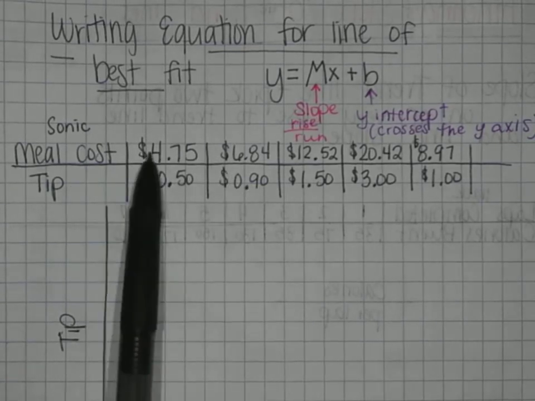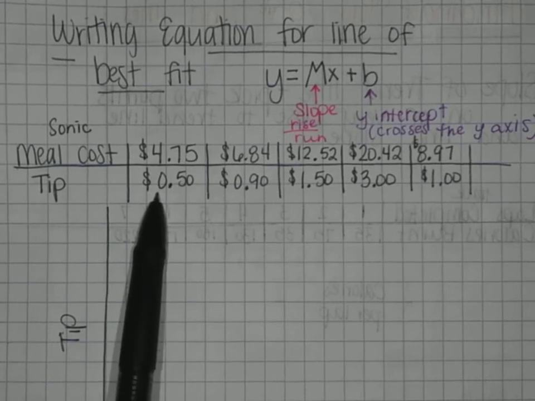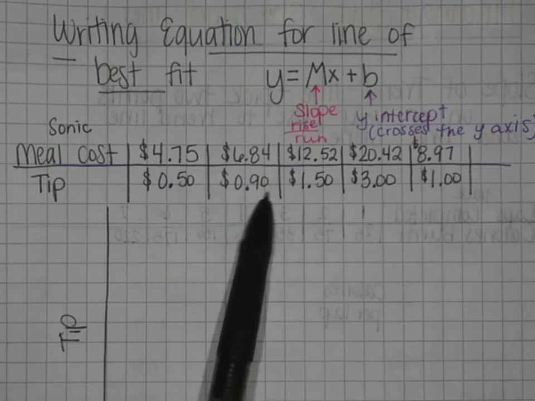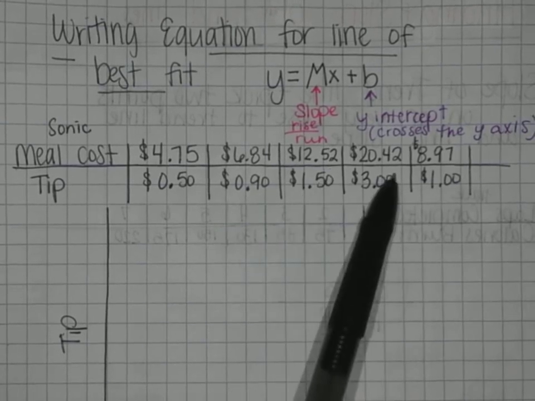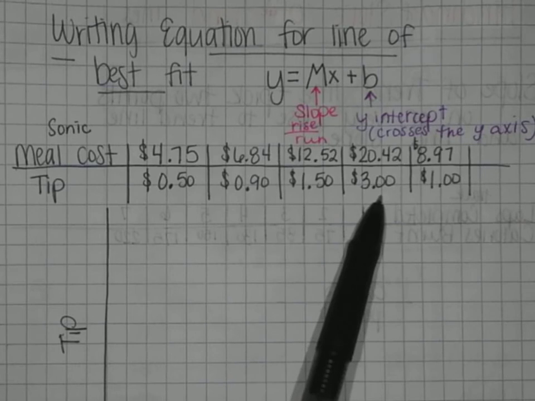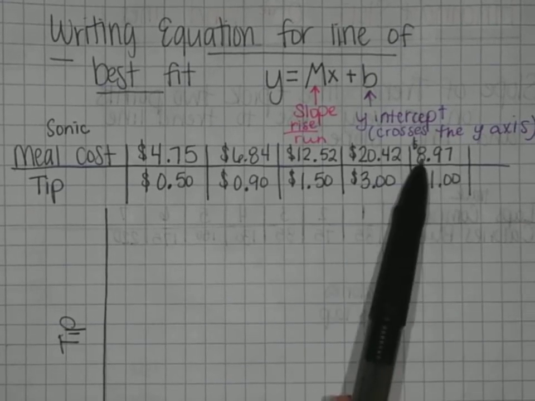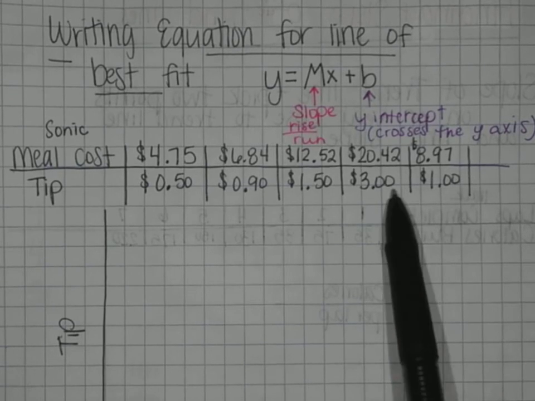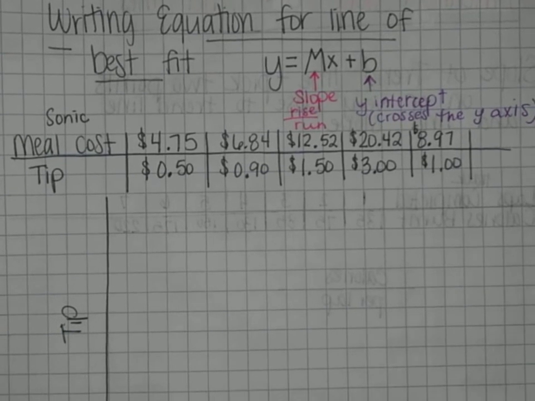But anyways, so meal cost. For a meal cost of $4.75, they got a 50-cent tip. $6.84, they got a 90-cent tip. $12.52 is $1.50. $20.42, a $3 tip, which is a pretty good tip in my opinion. $8.97 is $1. And that's a good tip for Sonic. I don't think I've ever tipped $3 at Sonic.